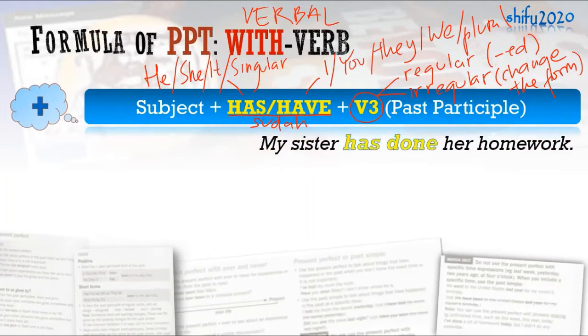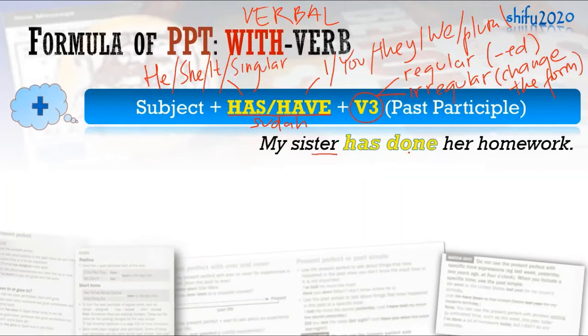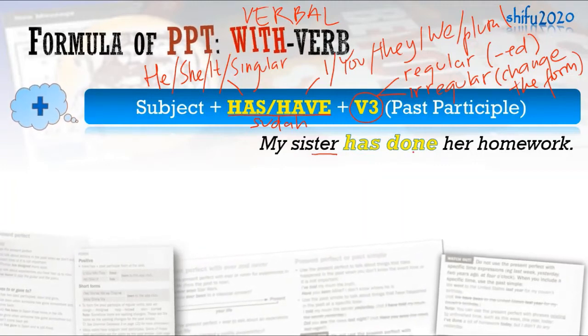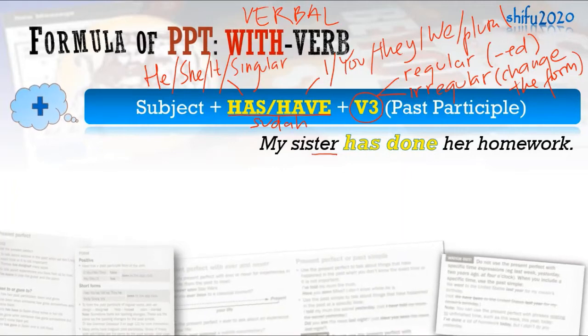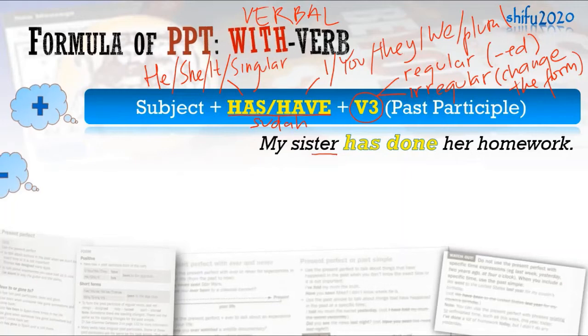Now let's see the example. My sister, there's only one sister, so you use has, and then use verb 3 of do. Do, did, done. My sister has done her homework. As simple as that. Okay, now let's see the negative sentence.